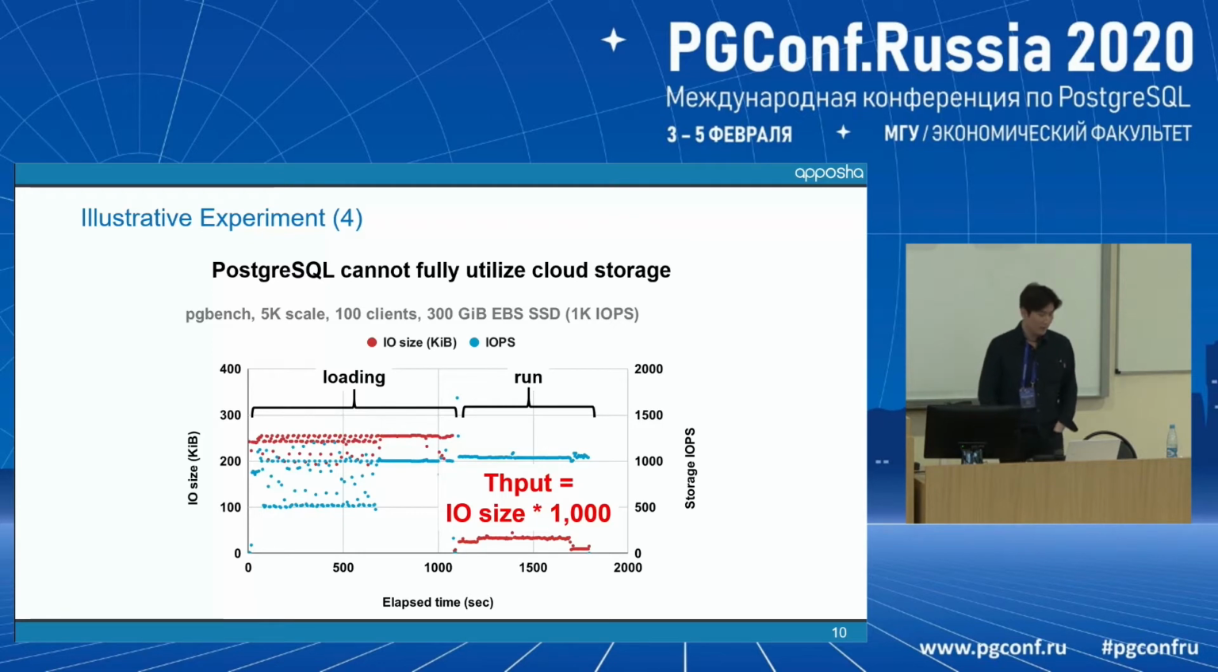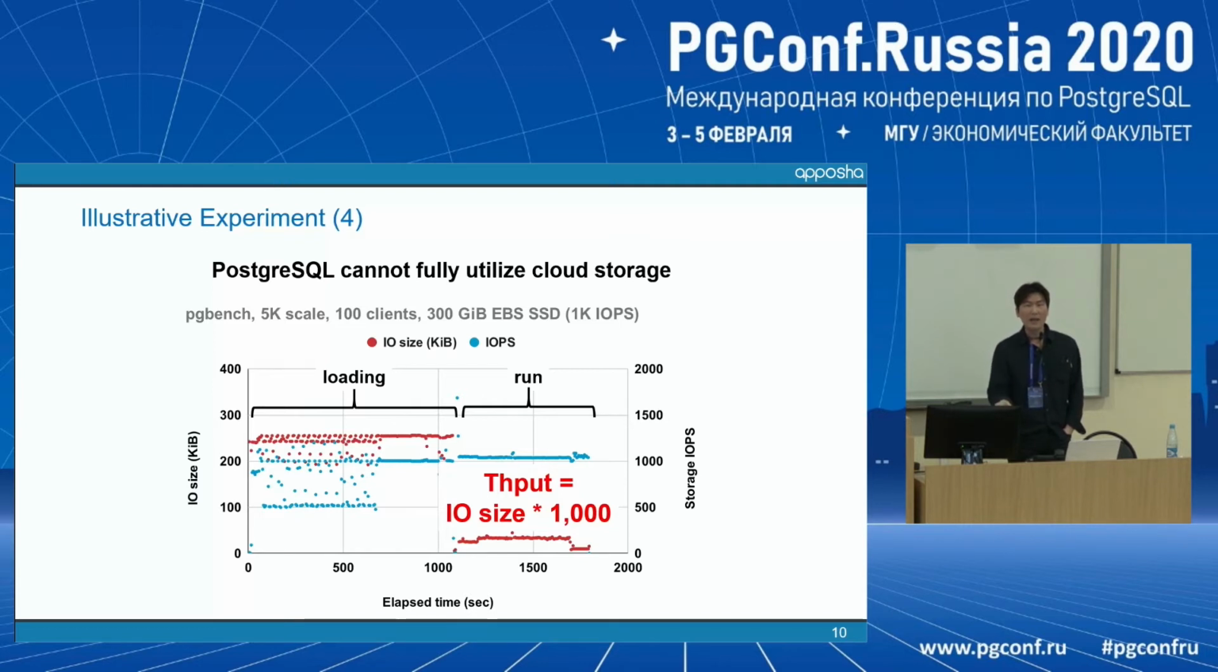So this graph shows I/O size and the storage IOPS during the benchmark run. The calculation is really simple, right? The IOPS is fixed to 1,000, but the throughput that this storage can provide is much higher. Actually, for this type of storage, it can provide 250 megabytes per second, up to 250. So throughput is just the requested I/O size times 1,000.